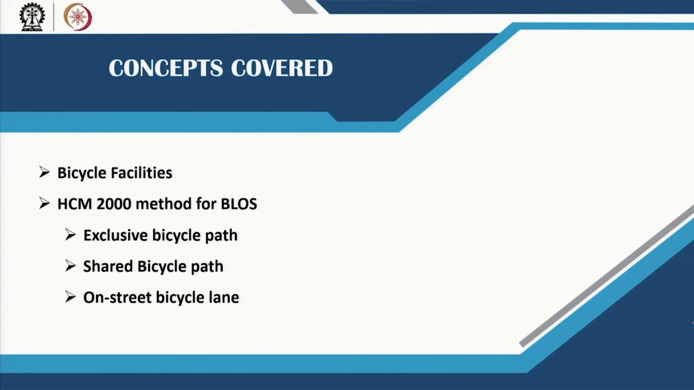This is a little bit older method, but we will expose you to it because of its ease of calculation, so that you understand the concepts, and once you understand them we might expose you to the later HCM 2010 methods as well. We are going to tell you how to develop level of service for exclusive bicycle paths, for shared bicycle paths, and also for on-street bicycle lanes. These are usually the three different categories of bicycle facilities for which the level of service calculations will be shown.